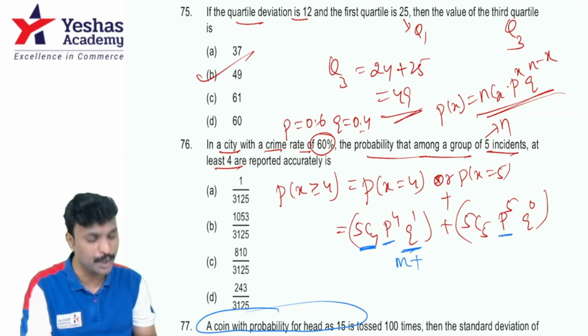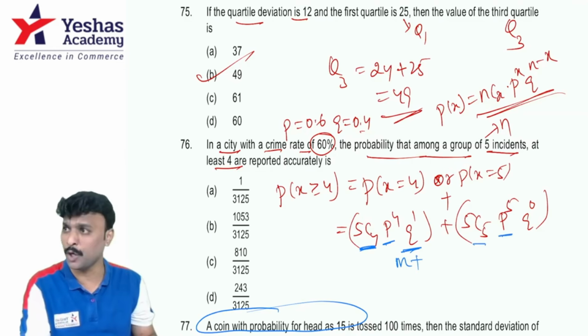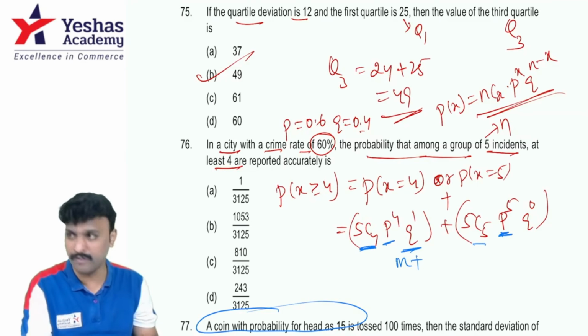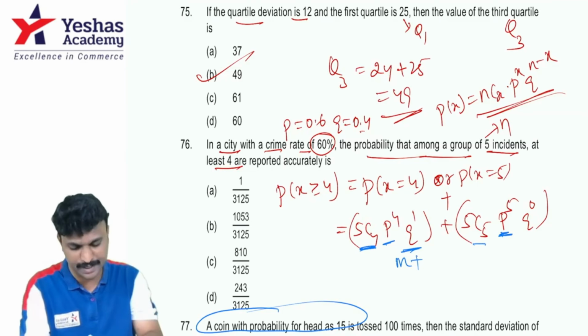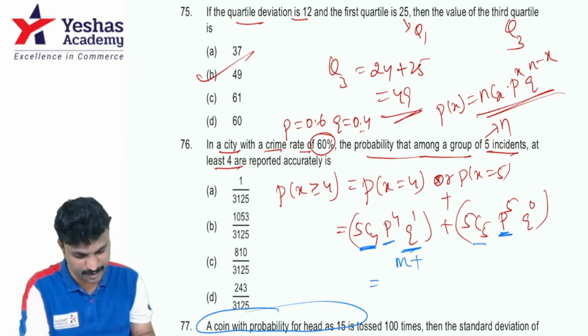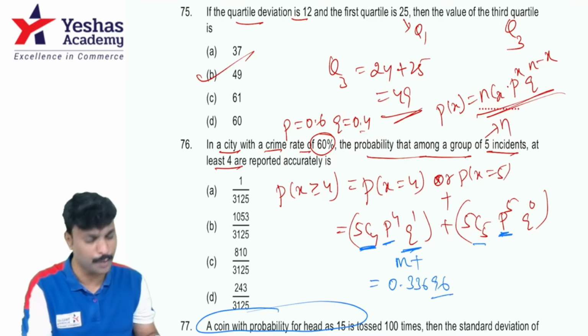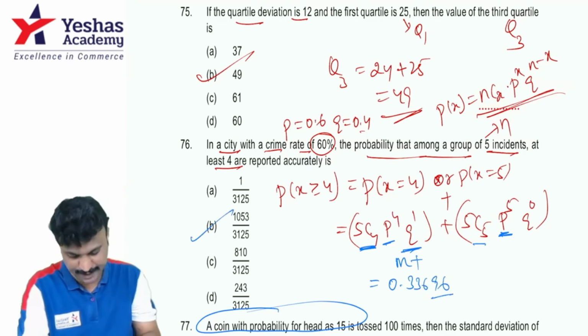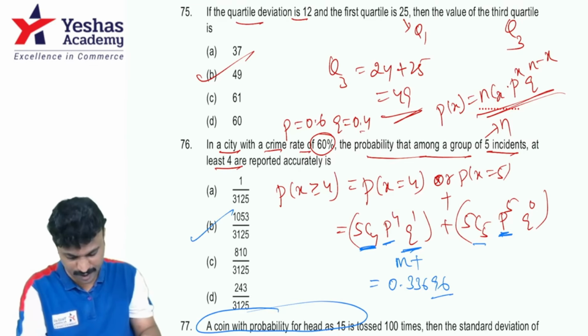In the second term, 5C5 is 1, Q power 0 is 1, only P power 5 we have got. What is P? P is 0.6, press into equal to 4 times, 1, 2, 3, 4, press M plus, MRC. Now the result is 0.33696. Which option fetches you 0.33696? It is option B.